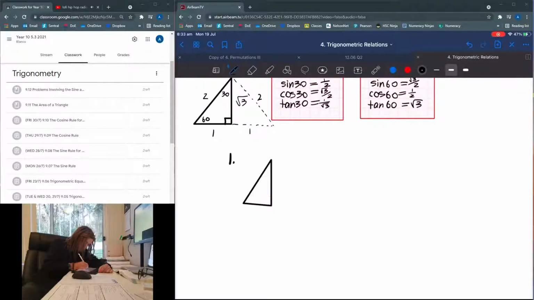Neither is that. Oh well. Pretend that's a right angle. That's 12, that's 60, that's x. Tell me what x is.